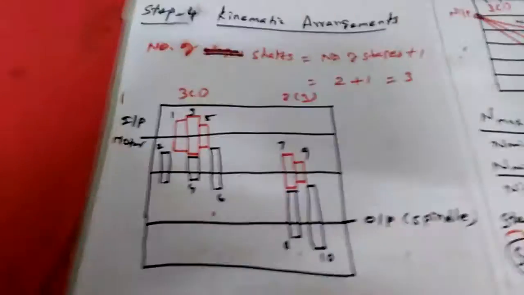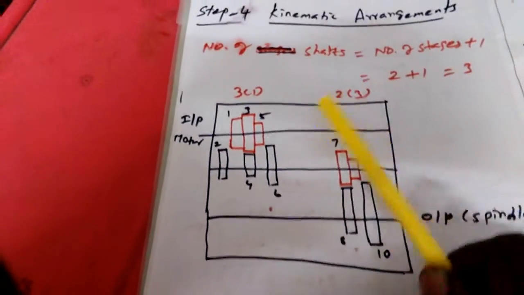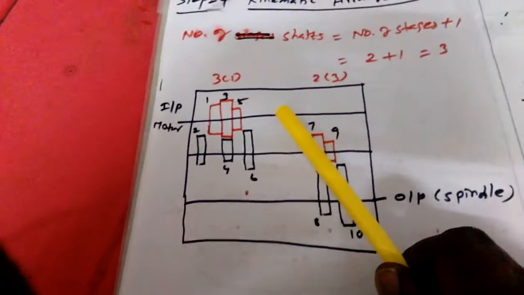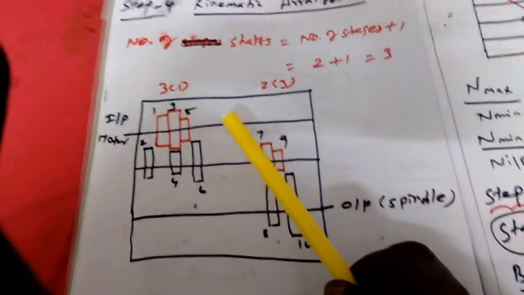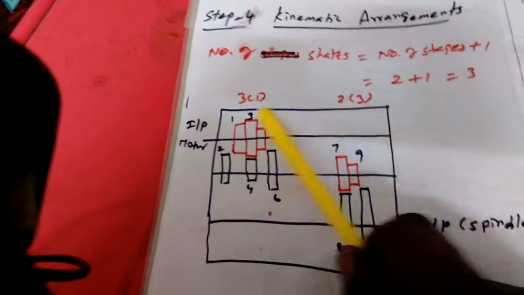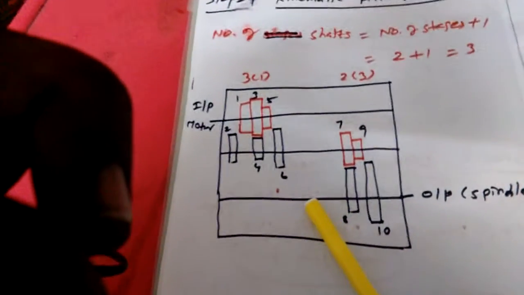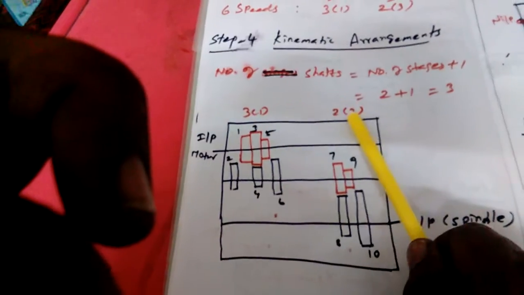So this is the kinematic arrangement. This is stage number 1, this is stage number 2. There are 3 shafts given. We have to draw 3 shafts because number of shafts is equal to number of stages plus 1. We have 2 stages, so 2 plus 1 is equal to 3 shafts. So this is the first shaft, second shaft, this is the third shaft. This is stage number 1, this is stage number 2.